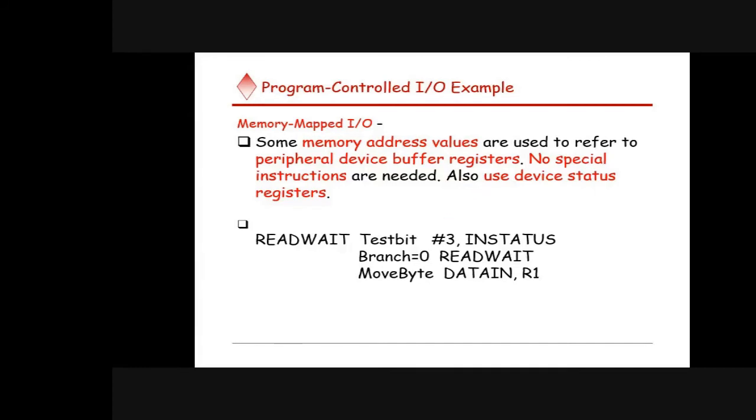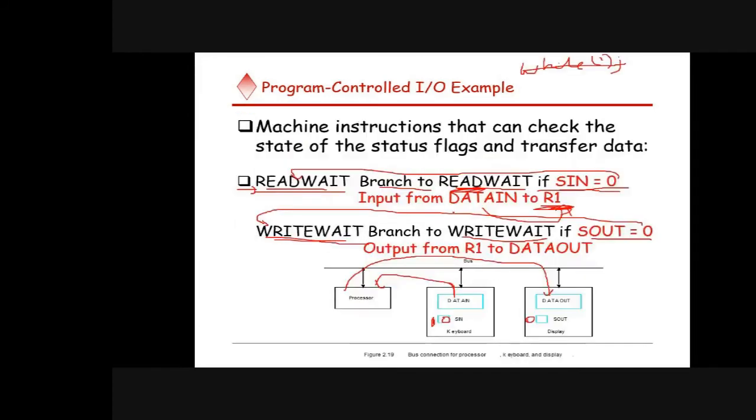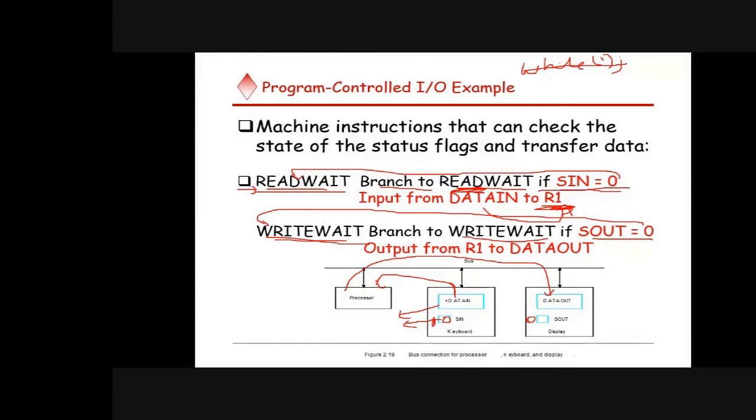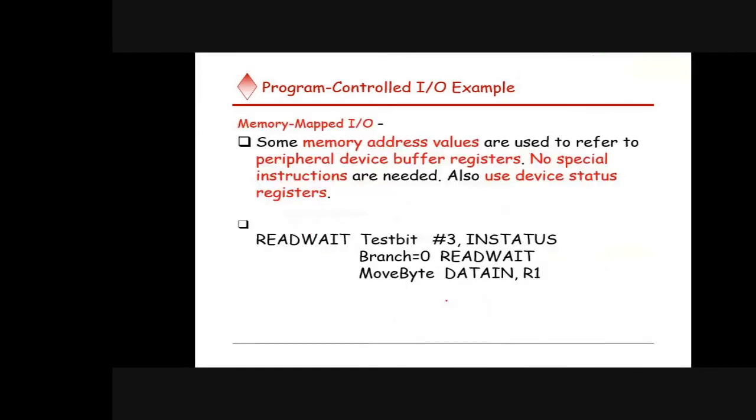Okay, next is where the data in and SIN registers will be stored. Even though it is a memory, corresponding to that, a special memory will be allocated, or you can even allocate a memory block inside the memory unit itself. That is called memory mapped IO.